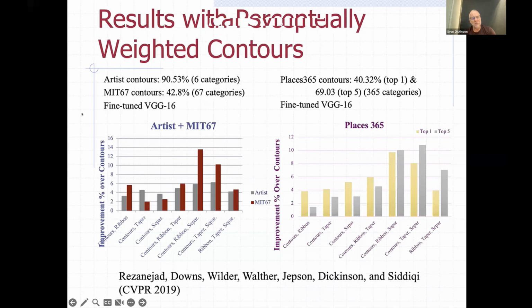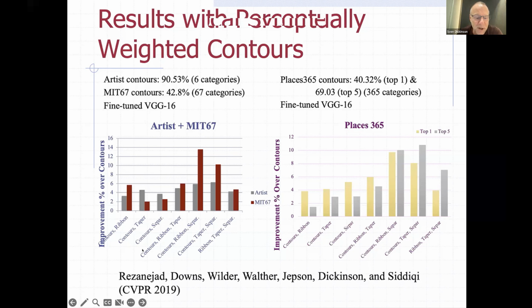And what we found, again, was quite surprising. What you can see down below here for the artists and the MIT 67 data is performance beyond the baseline, which is using the 3 contours in all 3 channels. So for example, here we're using contours plus ribbon. Here we're using contours plus taper salience. Here, contour plus separation. So this is using the raw contours in 2 channels and then adding one of the three saliency measures in the third channel.